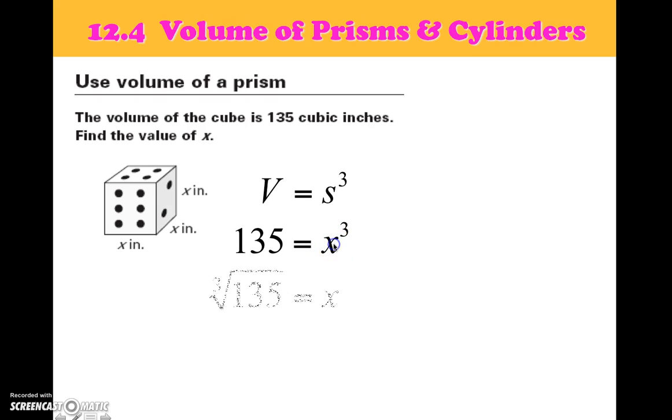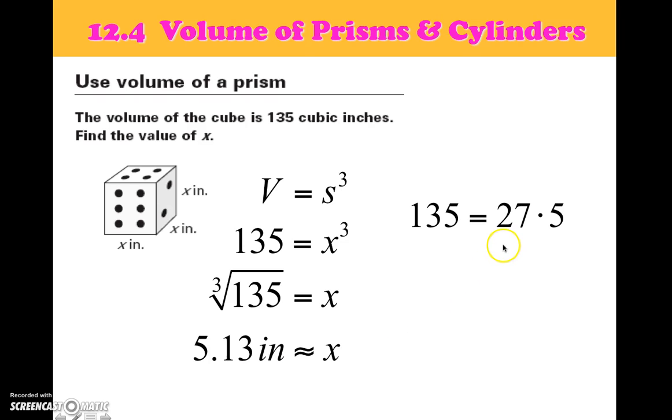In order to solve for x, we're going to take the cubic root. So the cube root of 135. You should be able to find that on your calculator, or there are a couple of different ways to enter it. Feel free to ask a friend, or ask us if you have questions. But it's approximately 5.13 inches.